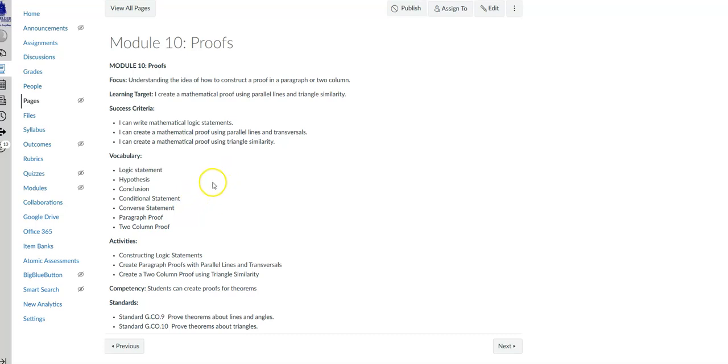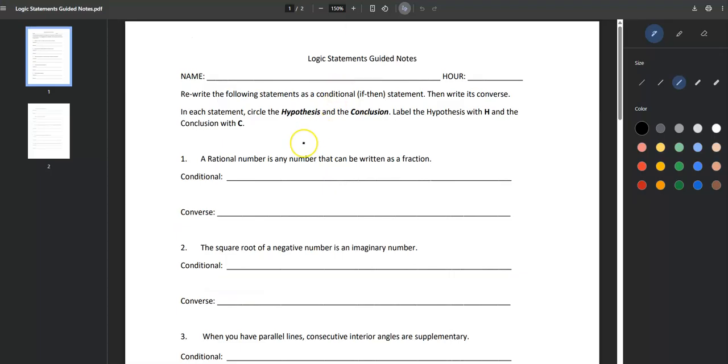All right, Module 10, and we're on day 1 for this. Again, our big goal for this is to create mathematical proofs. And we're going to use the parallel lines and transversals and triangle similarity to be able to do this. So our day 1 success criteria will be writing logic statements. That'll be our first thing that we're going to look at today.